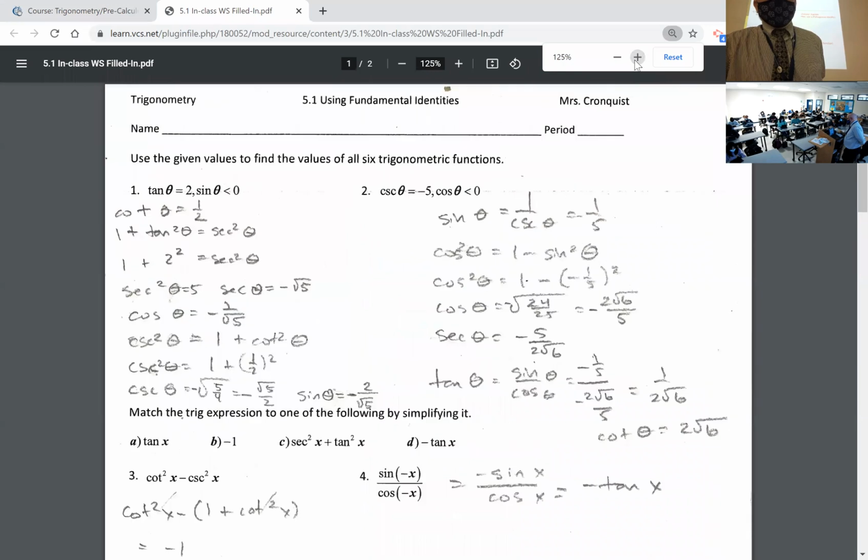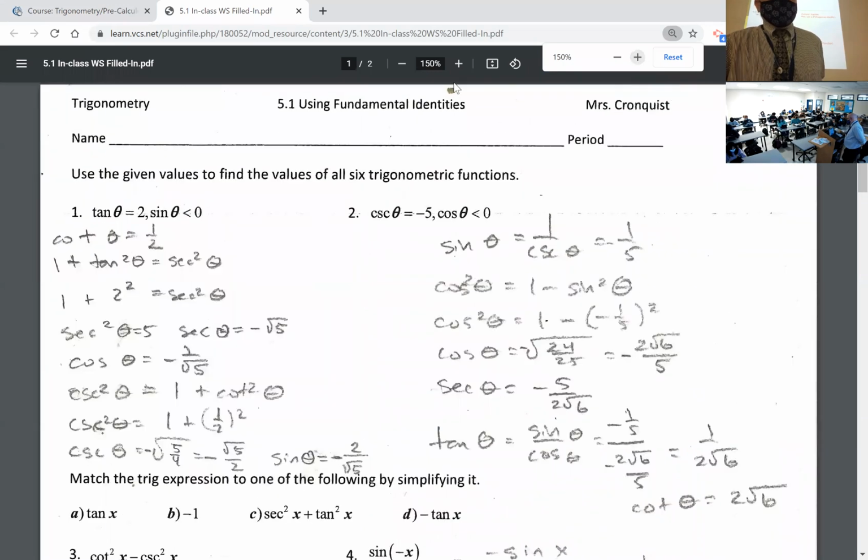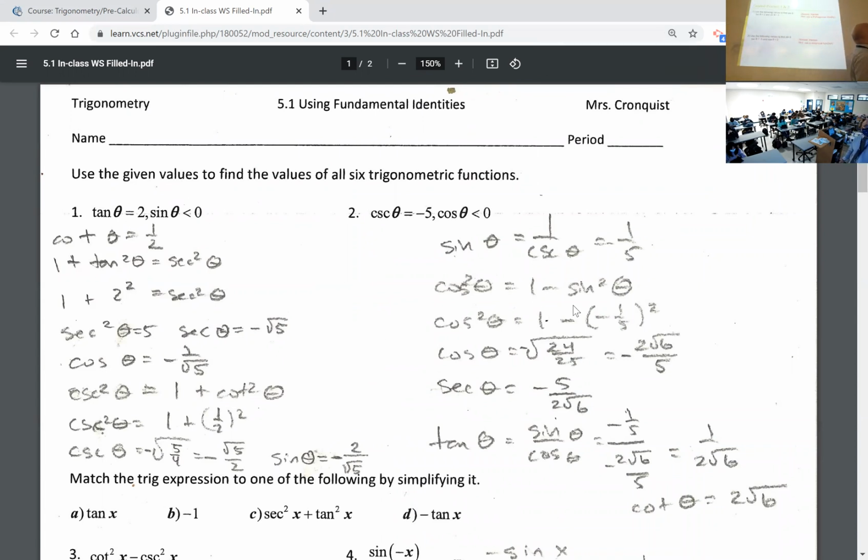Let's make this a little bit larger. Let's just look at numbers 1 and 2 here. This is a little bit cumbersome, so I'm going to go through it. It says use the given values to find the values of all 6 trigonometric functions. I've got tangent of theta is equal to 2, and sine is less than 0. So that must mean if tangent is positive and sine is negative, we must be in quadrant 3. Okay, ASTC, so T is positive in quadrant 3.